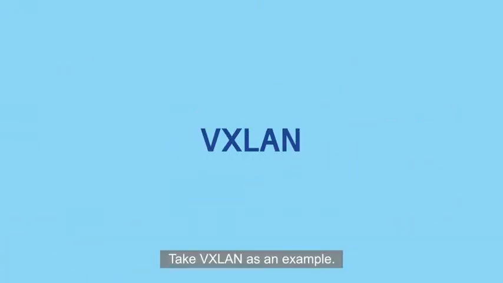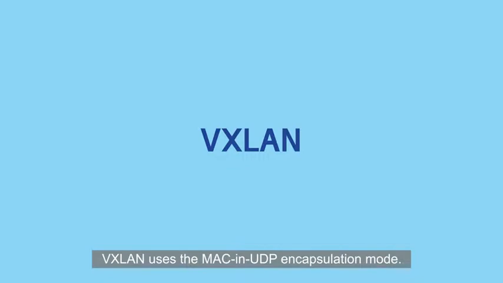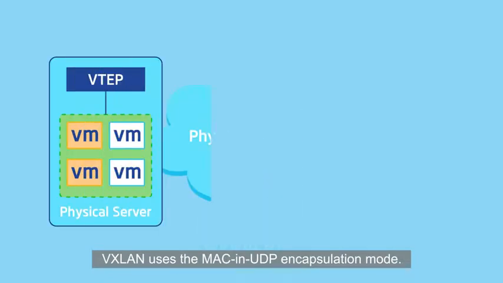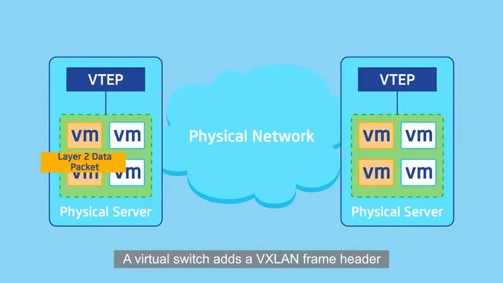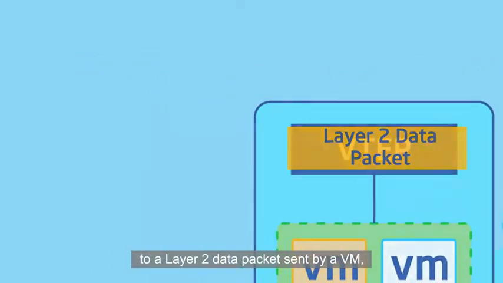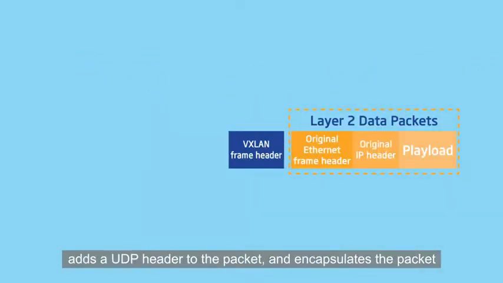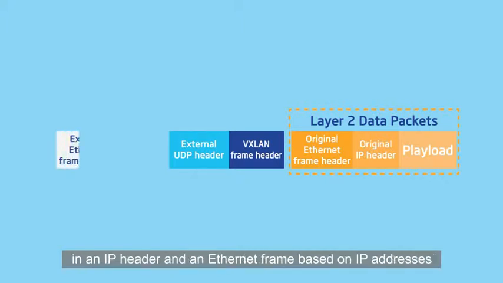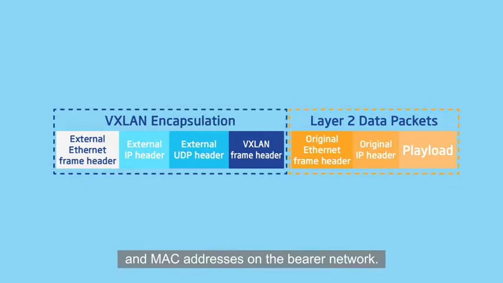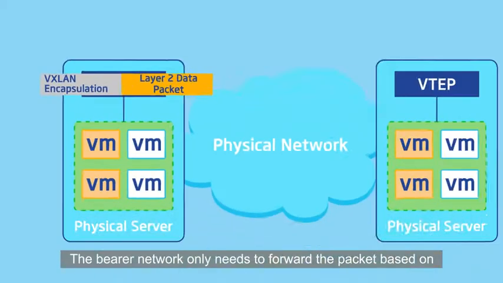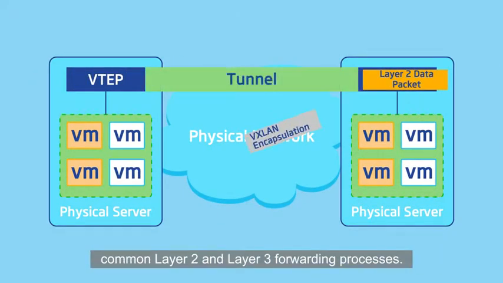Take VXLAN as an example. VXLAN uses the MAC in UDP encapsulation mode. A virtual switch adds a VXLAN frame header to a Layer 2 data packet sent by a VM, adds a UDP header to the packet, and encapsulates the packet in an IP header and an Ethernet frame based on IP addresses and MAC addresses on the bearer network. The bearer network only needs to forward the packets based on common Layer 2 and Layer 3 forwarding processes.